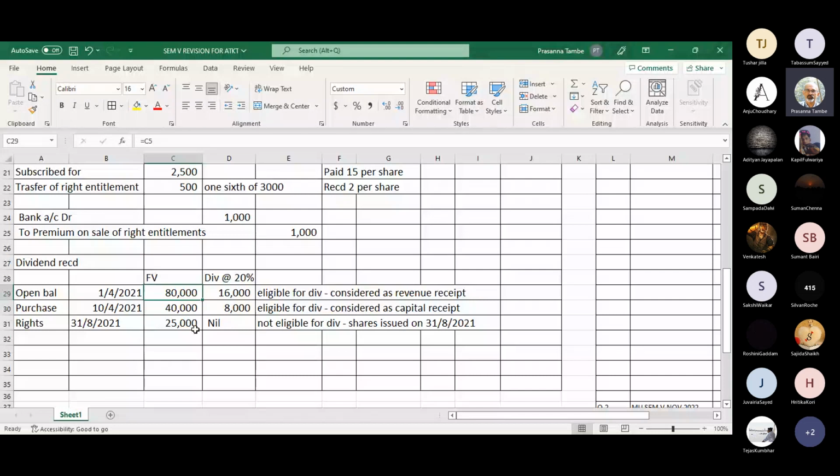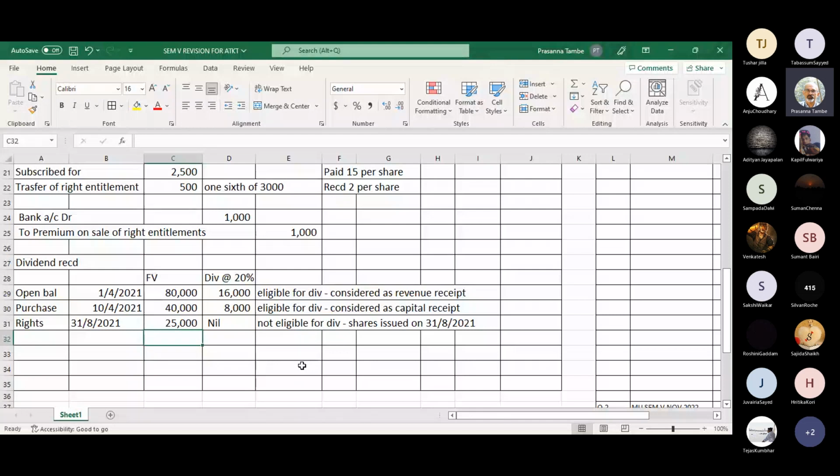and therefore it is a capital receipt. And on the third lot of shares, the right shares, these were allotted on 31st August 2021, whereas we are talking of dividend for the year ended on 31st March 2021. So since these shares were not in existence on 31st March 21, you cannot pay dividend for that particular year on these shares. These have come into existence only when these were allotted on 31st August 2021. So this part of the share, the right issue which was made in current year, will not get any dividend for the year ended on 31st March 2021.